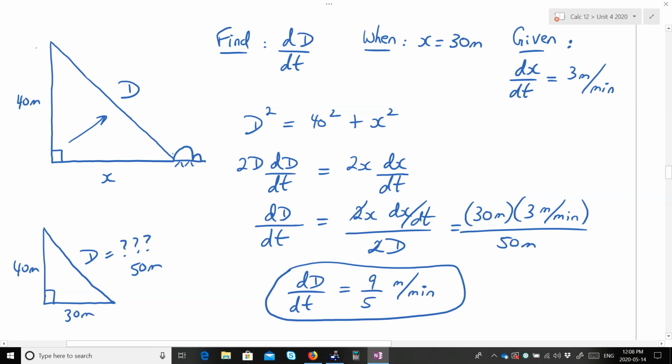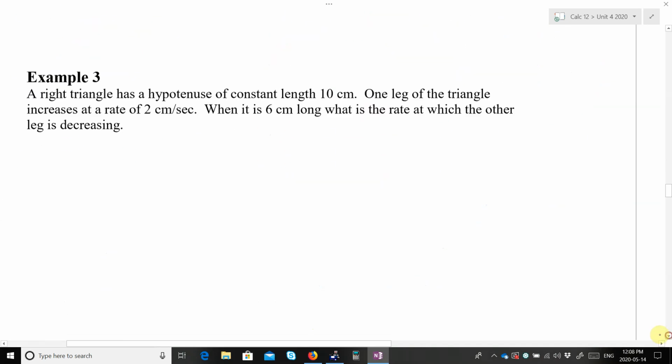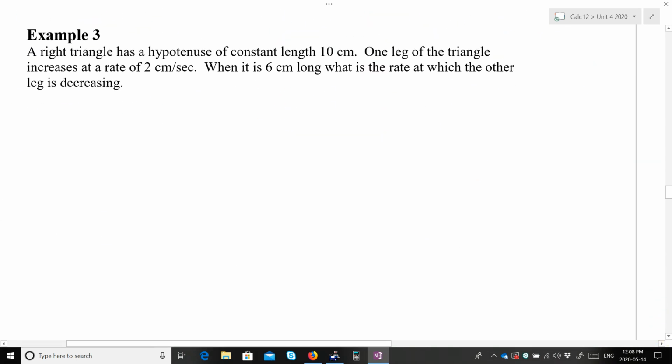Okay, so there's example 2. Example 3 says a right triangle has a hypotenuse of constant length 10 centimeters. One leg of the triangle increases at a rate of 2 centimeters per second. When it is 6 centimeters long, what is the rate at which the other leg is decreasing? Okay.